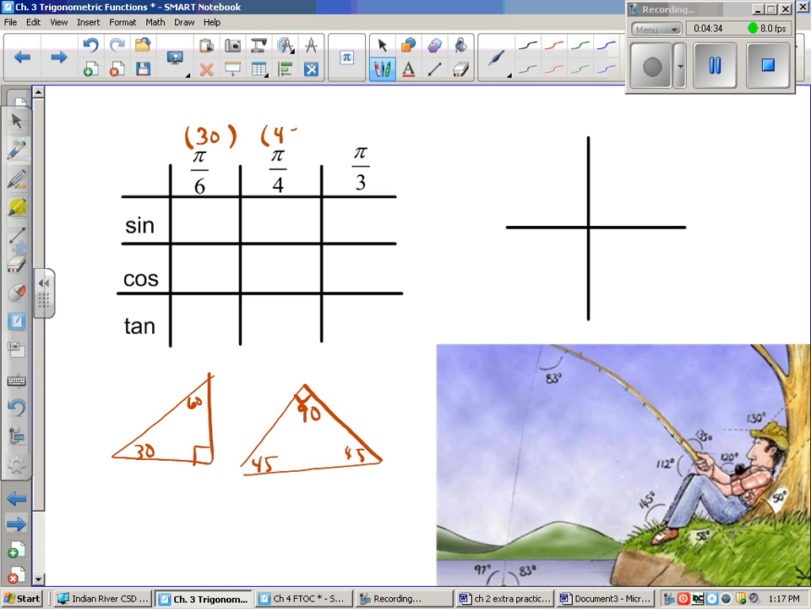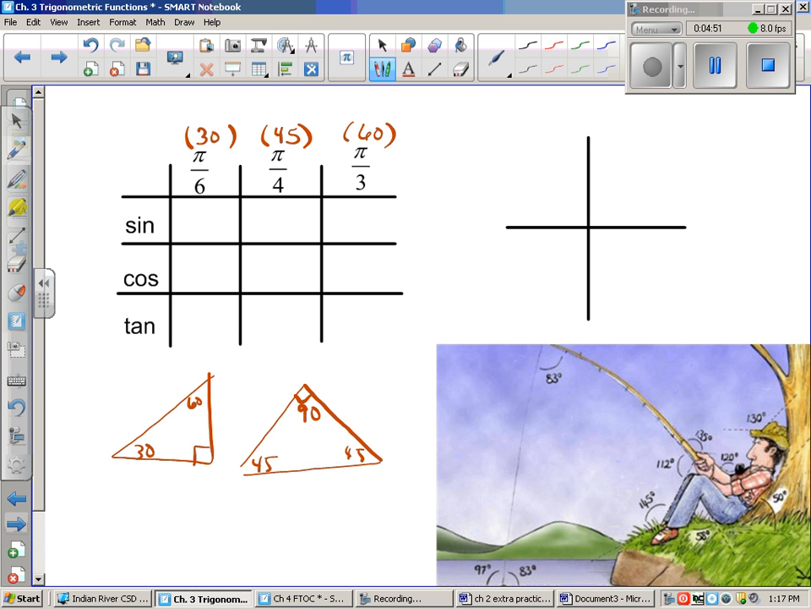This is 45 degrees, which represents pi over 4, and 60 degrees is pi over 3. Not that I want you to ever remember that, but just because you have a perspective of what those angles actually look like, that might help a little bit. So here's how you complete this chart.